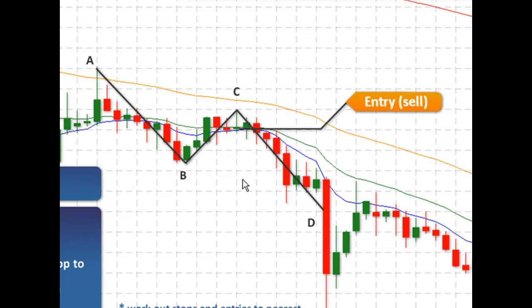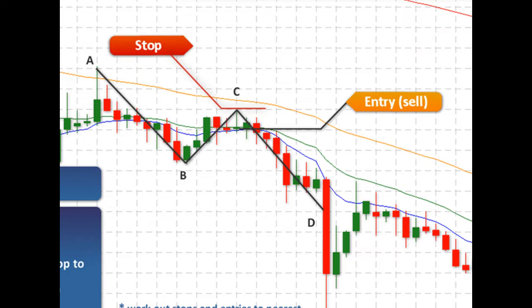Where are you going to be placing your stop? Well, the stop is above the C point. So in all Strategy 1 trades, we are going to be placing the stop at the C point. For short trades, it's above the C point. For long trades, it's below the C point.